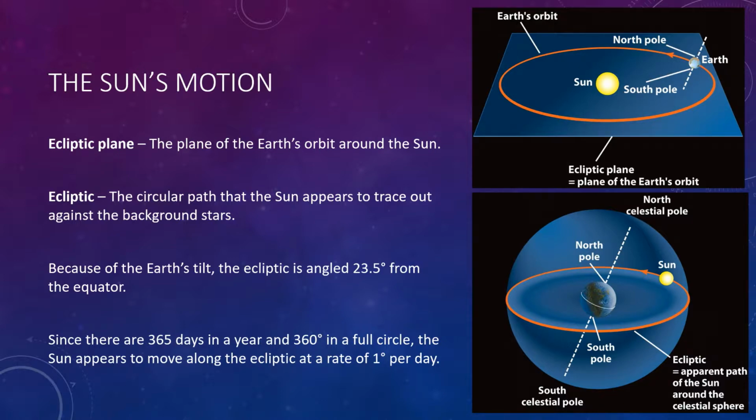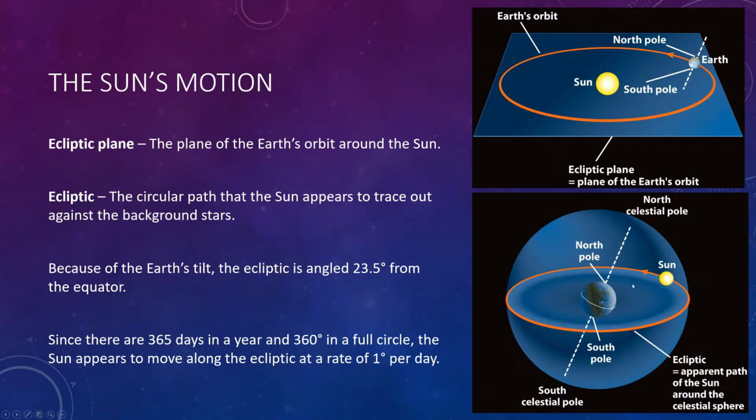So, as a result of Earth's annual motion around the sun, it appears to us that the sun slowly changes its position on the celestial sphere over the course of a year. Right? So we are moving around the sun, but as a result, relative to us, it looks like the sun is moving across the celestial sphere. So that's what this is trying to show here. The circular path that the sun appears to trace out against the background stars is what we call the ecliptic. Because of Earth's tilt, the ecliptic is angled 23.5 degrees from the equator, which you can make out in this 3D image.